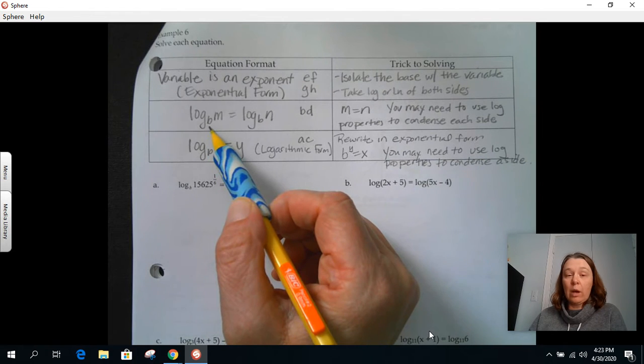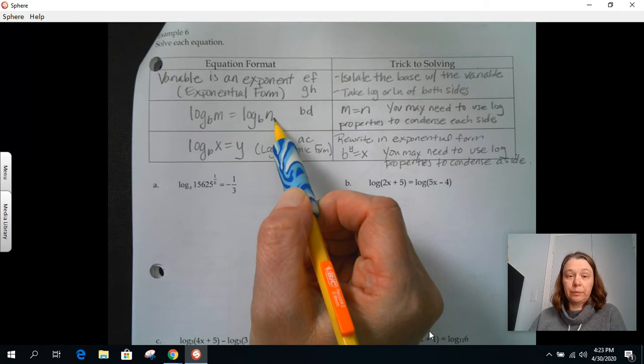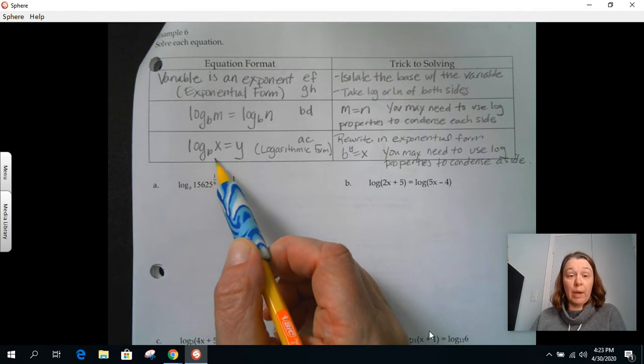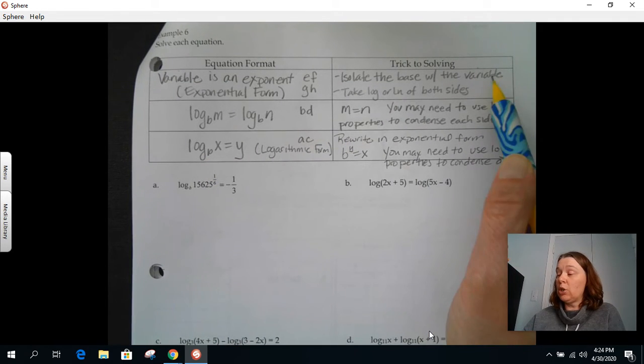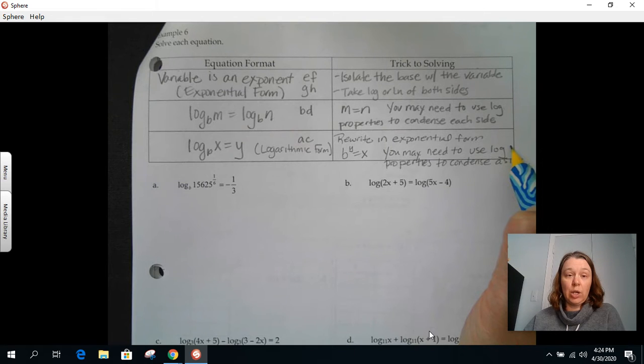You could have it where you have a log of something equals a log of something. You could have it in a logarithmic form, right? Log on one side, number on the other side. Okay, so for each of these types, we're going to have a different strategy.